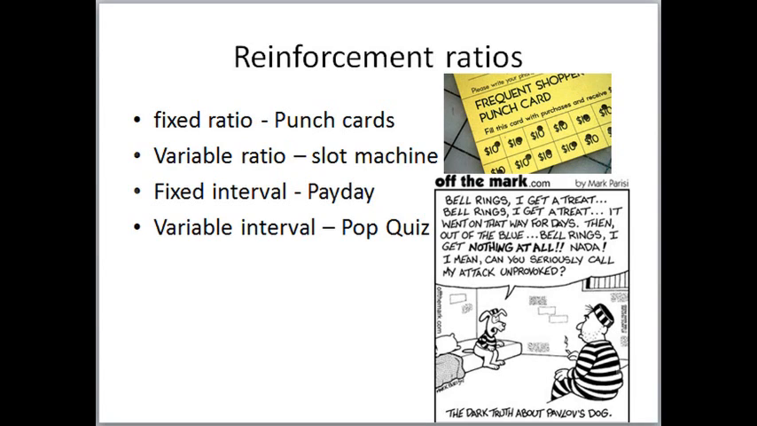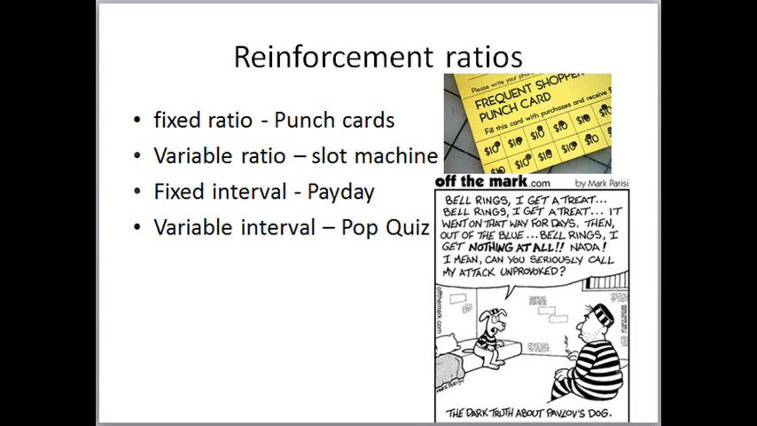A variable ratio would be like a slot machine. Every time you pull down that handle, you're not necessarily going to get the reward. But occasionally you do, and you don't know when. That ratio changes often, so you don't know exactly when you're going to get that reward. You pull the arm, it doesn't work. You pull the arm, it doesn't work. You pull the arm, it works. You pull the arm, it doesn't work. You pull the arm, it works. Wait a minute, that's the second time. That's a variable ratio.